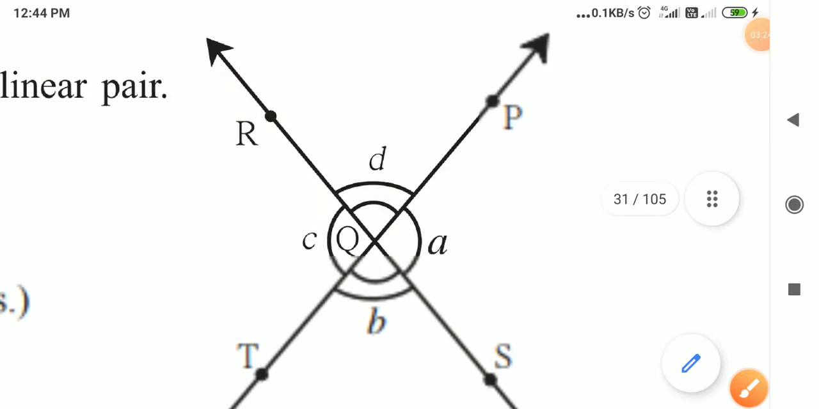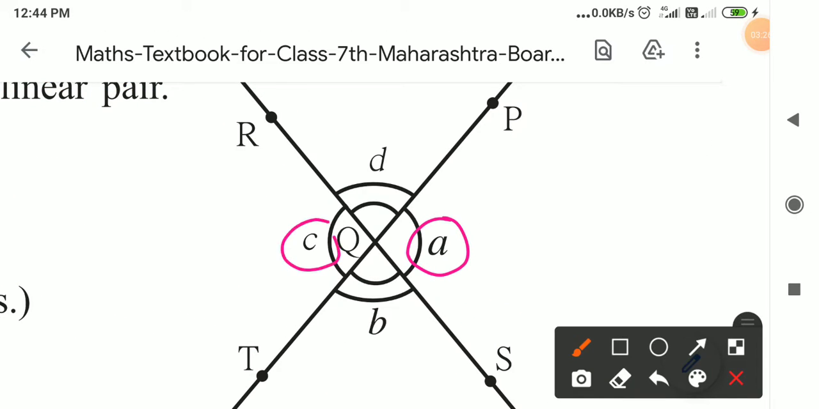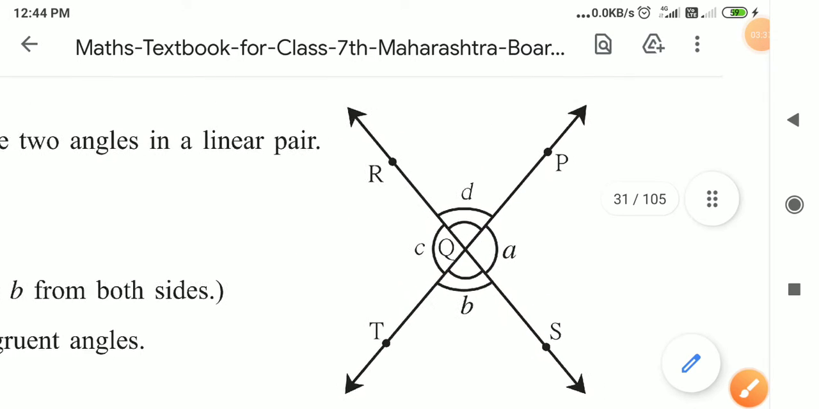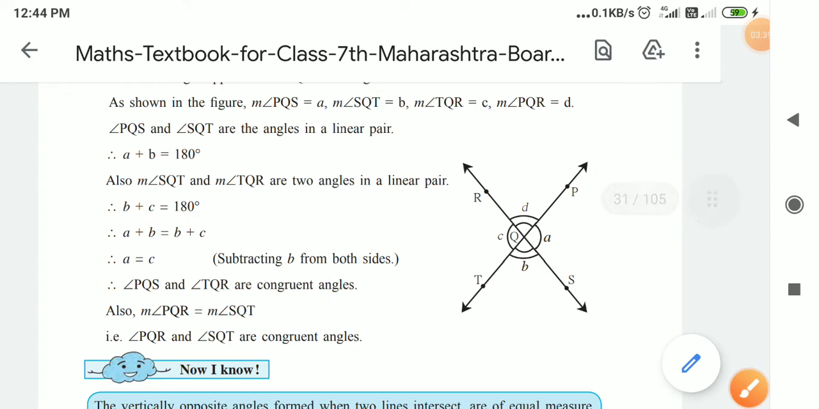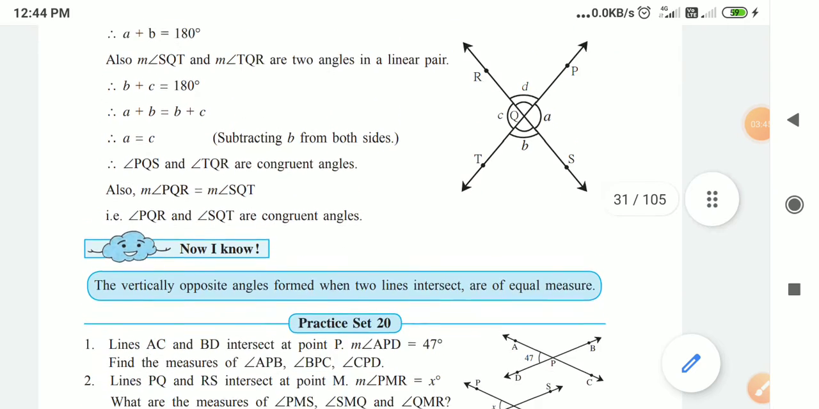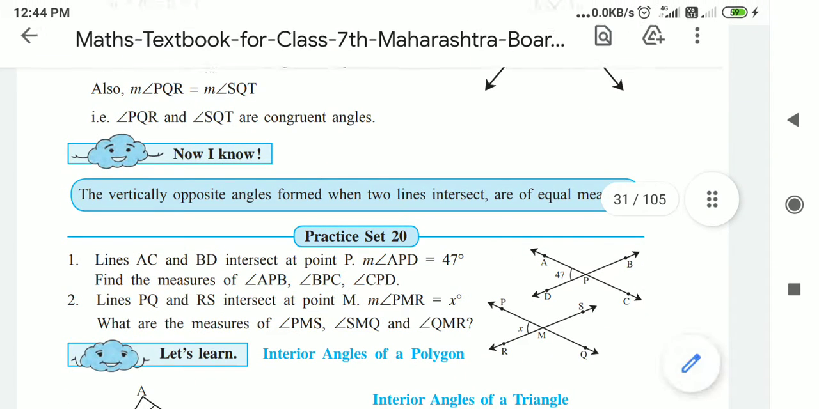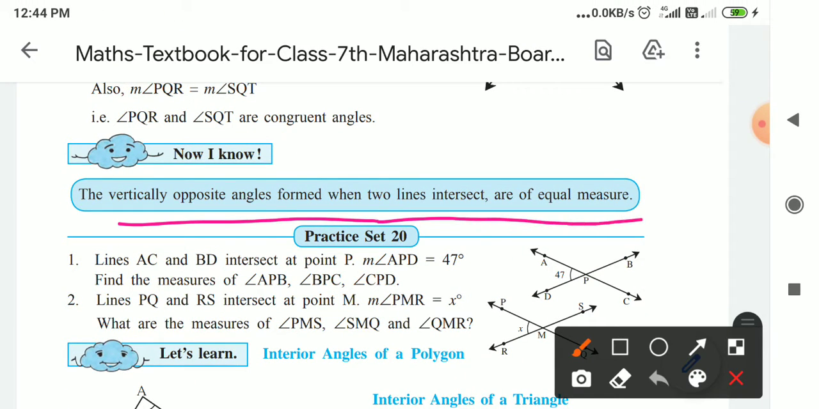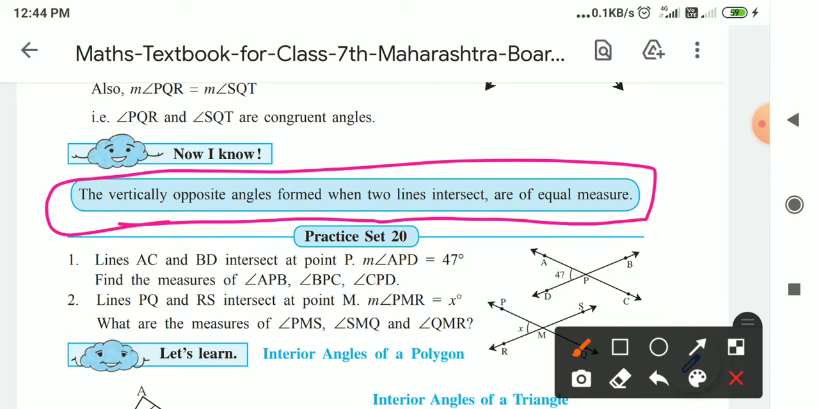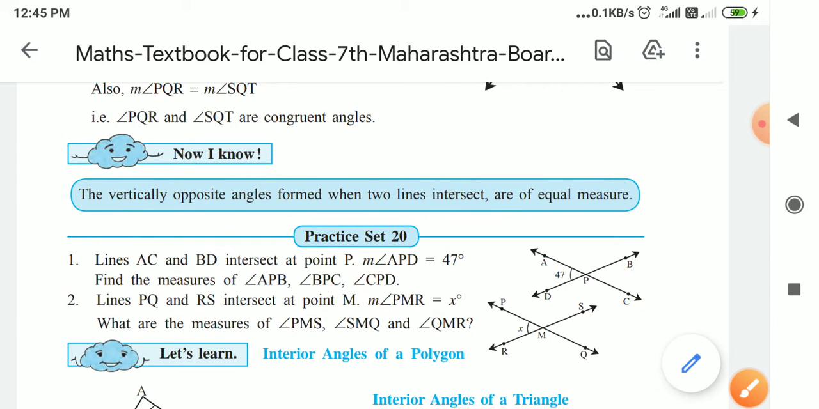If you see in your figure, A is equal to C, and A and C are the measures of PQS and RQT, which are vertically opposite angles. From this we can say that vertically opposite angles are congruent. The vertically opposite angles formed when two lines intersect are of equal measure.